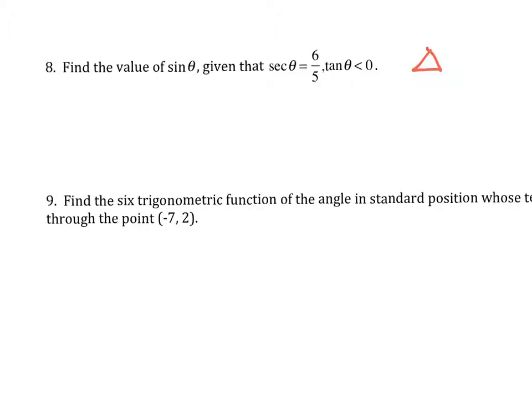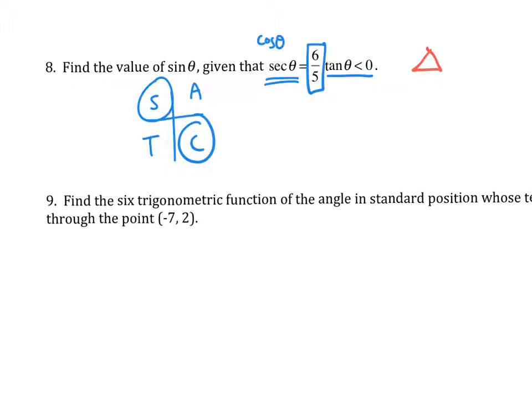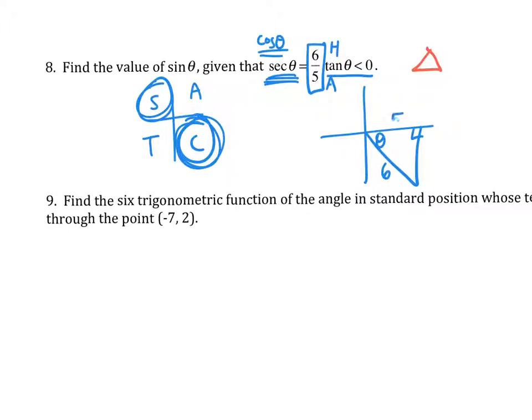So when you do this, let's think about it. Tangent is negative, so using all students take calculus, tangent is negative in quadrants 2 and 4. And secant, which has to do with cosine, is positive. Of these two quadrants, cosine is only positive in quadrant 4. That means our triangle will be in quadrant 4. Remember, secant is the reciprocal of cosine, so it's going to be hypotenuse over adjacent. So hypotenuse is 6, adjacent is 5.